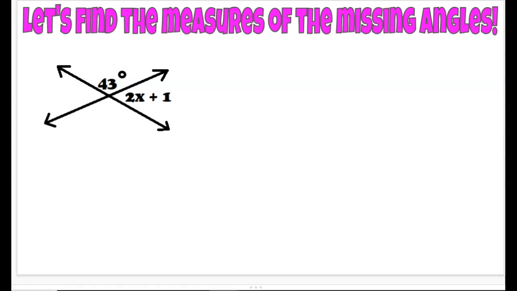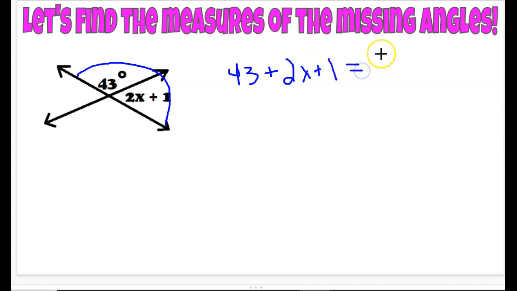This is the same problem as the last one, except that these are not vertical. These two angles are supplementary because they add up and create together a straight angle. So that means 43 plus 2x plus 1 make a total of 180 degrees.